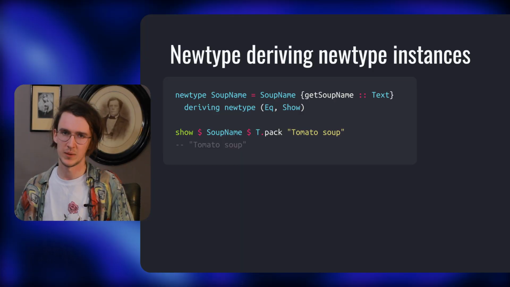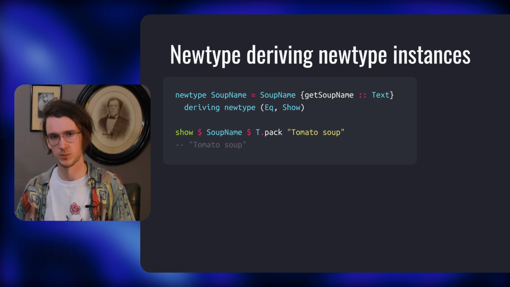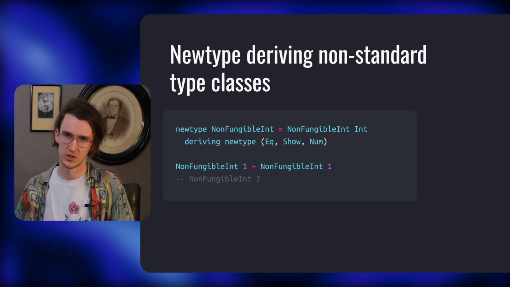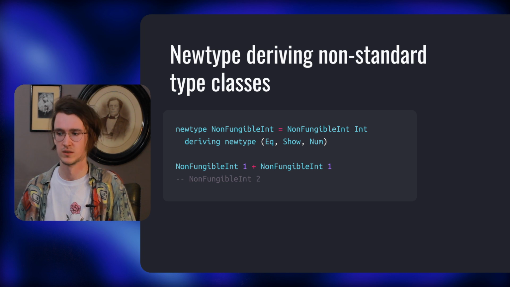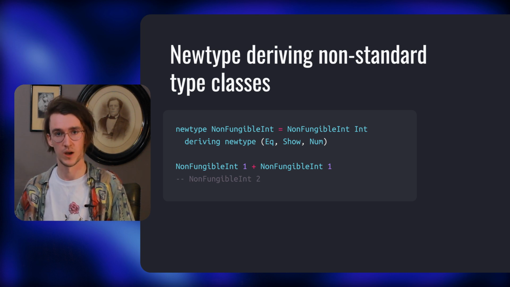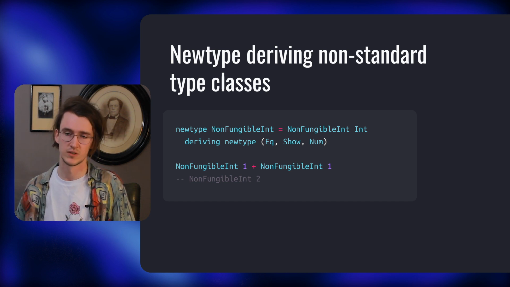We can use the newtype deriving to inherit instances from underlying representations. This time it prints SoupName as if it's just a Text string. Note that we are using DerivingStrategies to explicitly specify the strategy. On top of that, GeneralisedNewtypeDeriving allows deriving of non-standard type classes, for example Num. Here we declare a newtype that wraps an Int. We derive a Num instance and can use numeric operators such as addition.